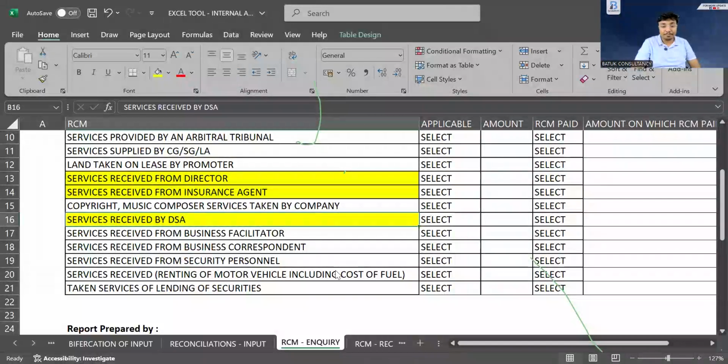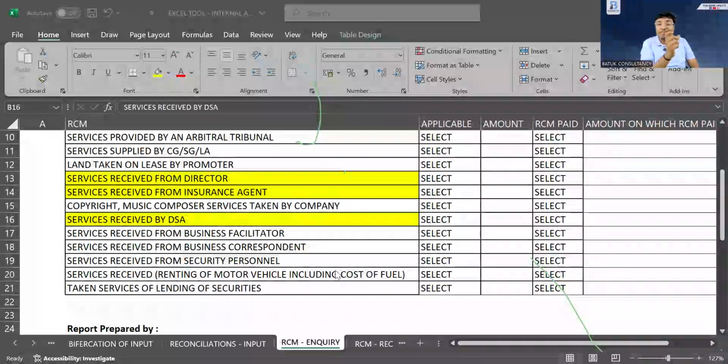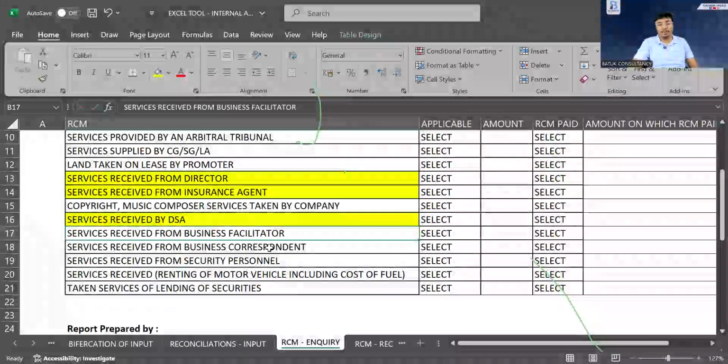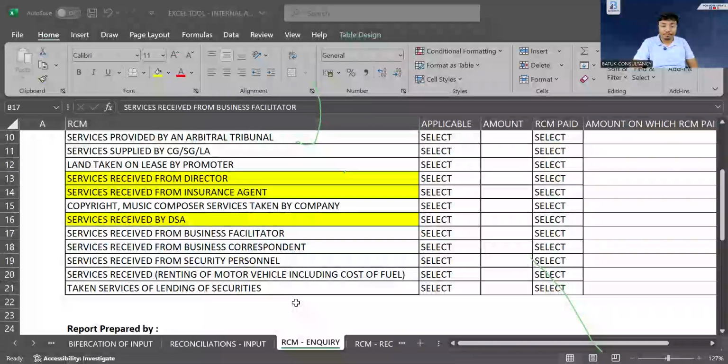Sir, many times NBFCs are also going to appoint the DSAs. And if we are handling the work of an NBFC, in that case, we just need to ensure that for any expenditure which has been booked with the name of direct selling agent, we check whether RCM has been paid or not. Many banks are going to appoint certain business facilitators. You must have heard of business facilitators, business correspondent. Yes sir, DSA RCM has been paid by the bank only.